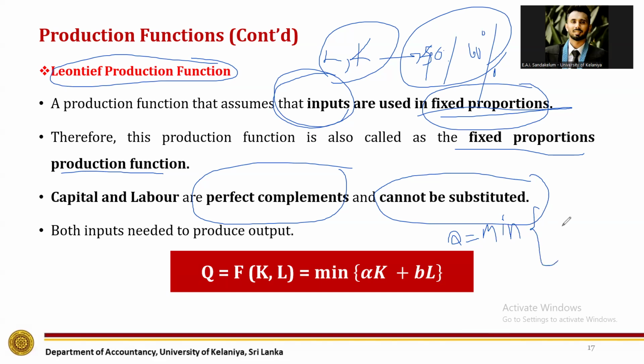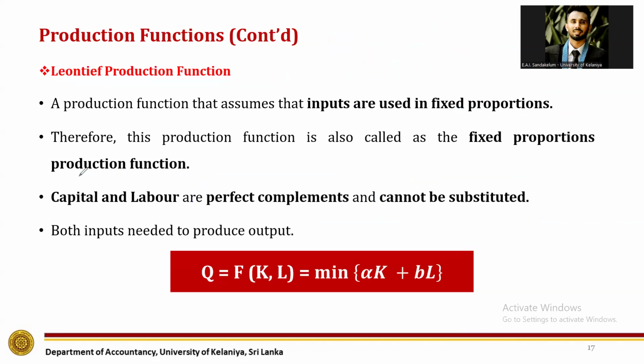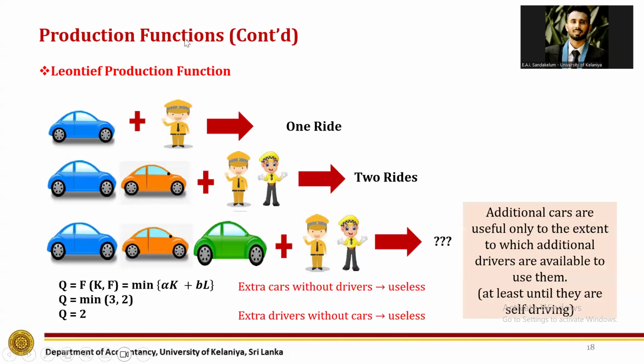We are using the min of alpha coefficient K plus beta coefficient L. The minimum value we are going to take here. For your understanding, I use this one. Come to the example. So this means the production function.